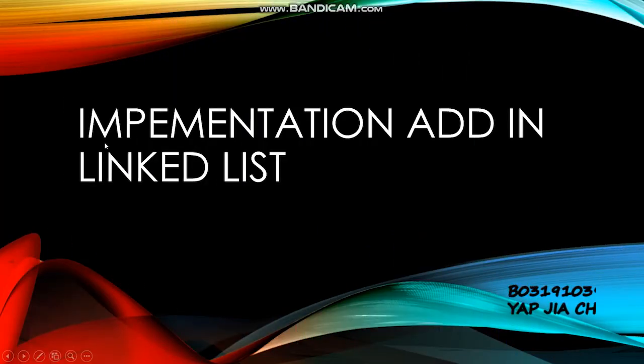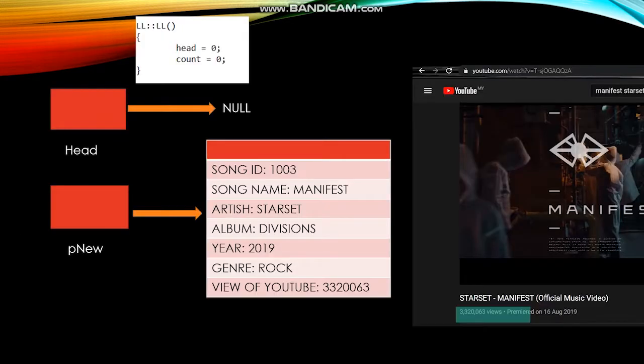Hi everybody, my name is CHUN. I'm here to present the implementation of adding a node in the linked list. Before we implement adding the node in the linked list, we need to construct a constructor in the class. We set head equal to null and count equal to 0, because at first there is no element inside the linked list, so the count should be 0 and the head should be null.